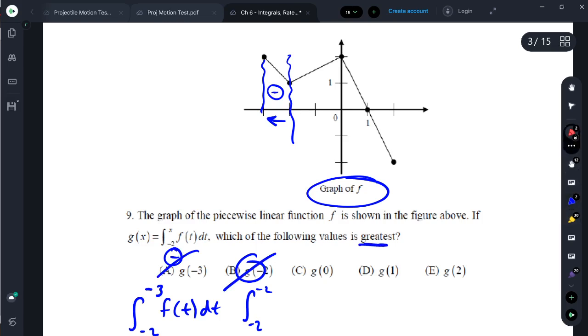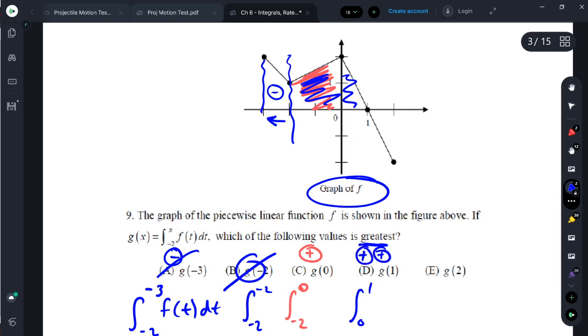Next up for c, we have the integral from -2 to 0. So it's going to be this area here. And that is a positive area, right? But when we look at d, d is going to be even a little bit more positive. D is going to be this area plus this area, right? The integral from 0 to 1. So this is going to be kind of that area plus a little extra. And then for e, g of 2, what's going to happen is if we go from 0 all the way to 2, we're going to have this area. But then we're also going to have this negative area.